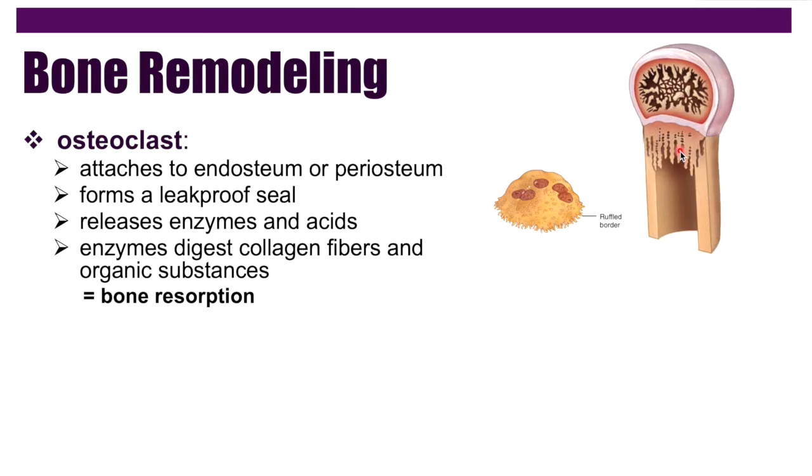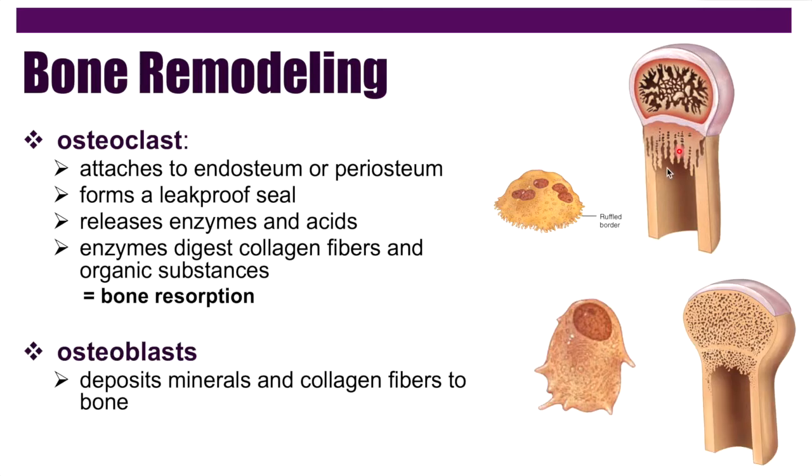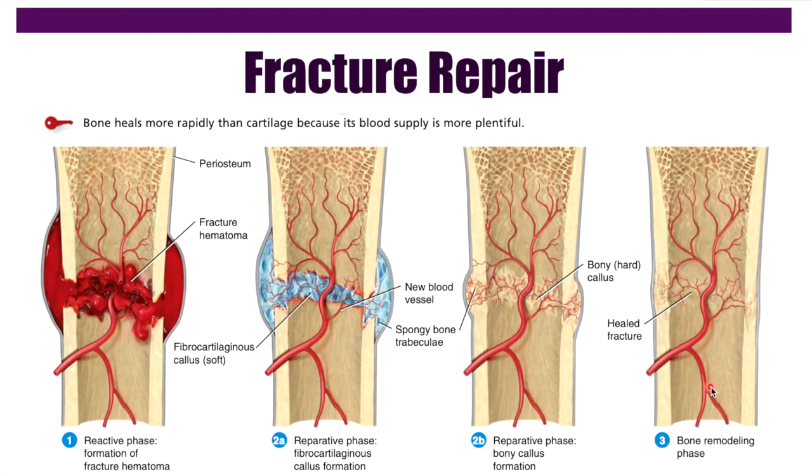Once resorption is completed, osteoclasts depart and bone deposition, or the addition of minerals and collagen fibers to bone by osteoblasts, occurs to rebuild the bone in that area. As mentioned, bone remodeling is important in the repair of injured or fractured bone. A fracture refers to any break in the bone. As you can see in this figure, the repair of fracture proceeds from the reactive phase to the reparative phase, or the formation of a callus, and remodeling.